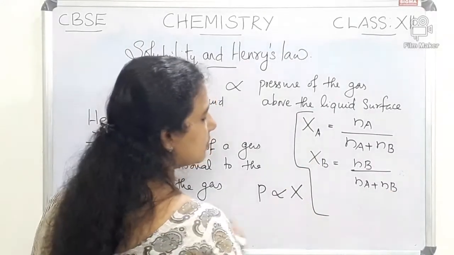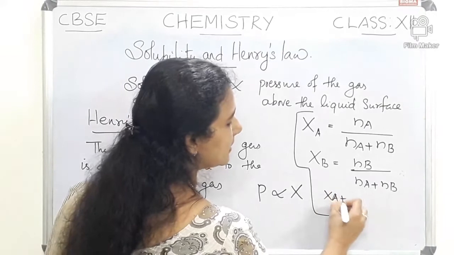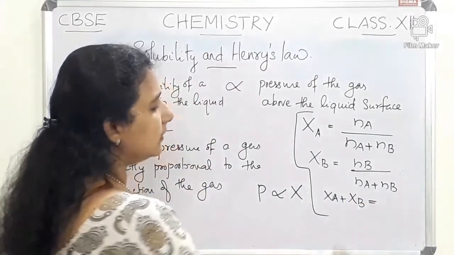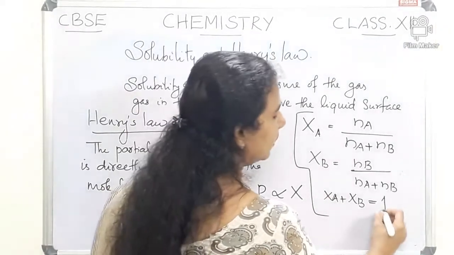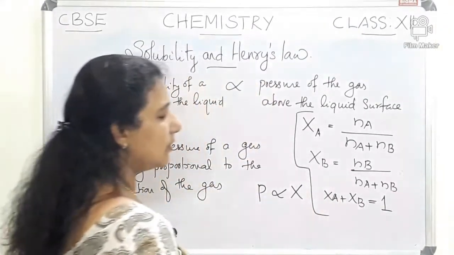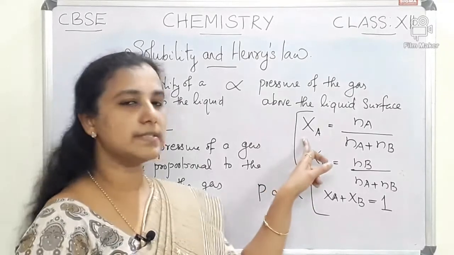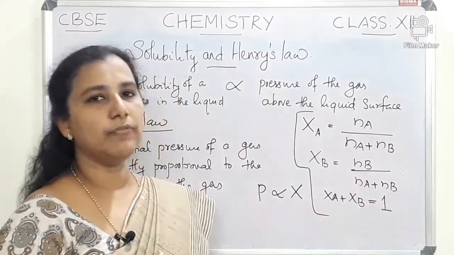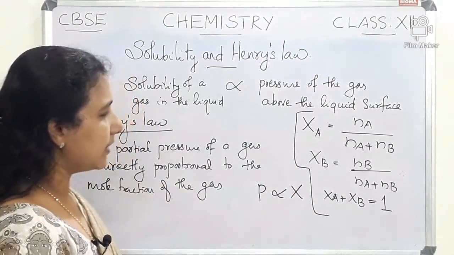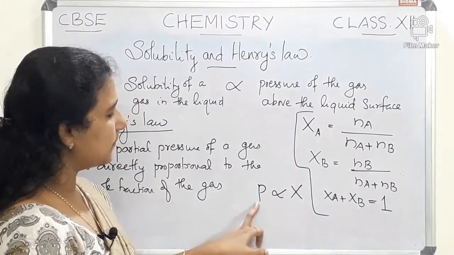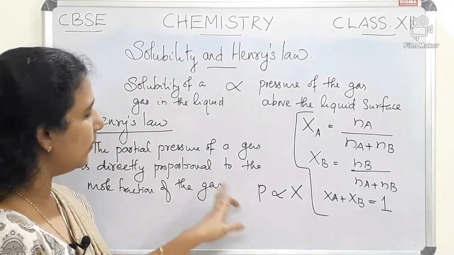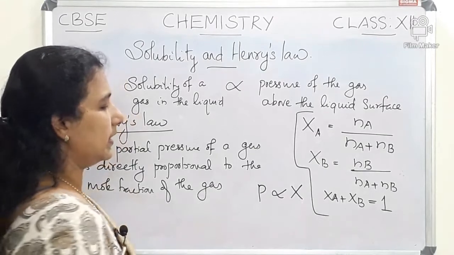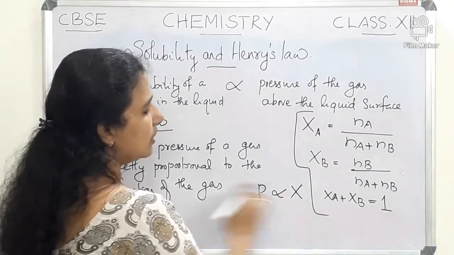And one more thing to be noted: Xa plus Xb, that is the sum of the mole fractions of a solution, is unity. So Xa plus Xb is equal to 1. So mole fraction is another concentration term, another expression for concentration. Here this P, according to Henry's law, is directly proportional to mole fraction. So P is directly proportional to X.